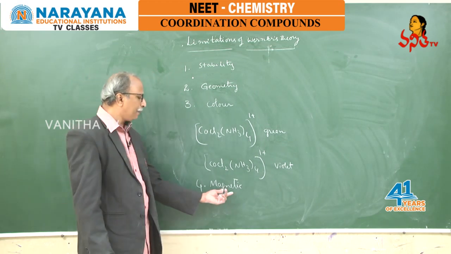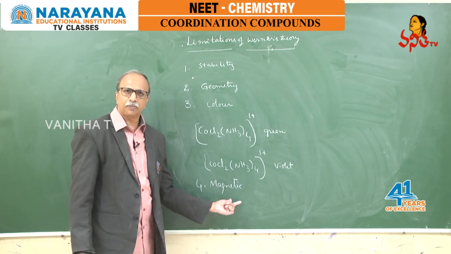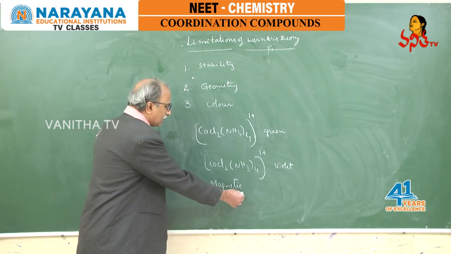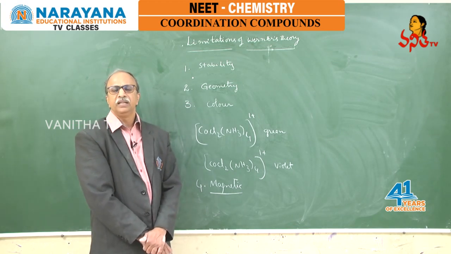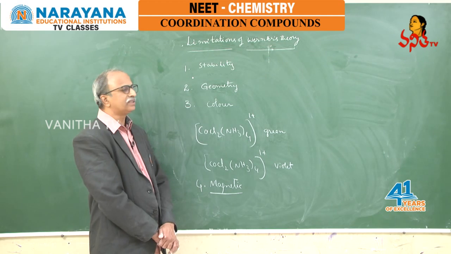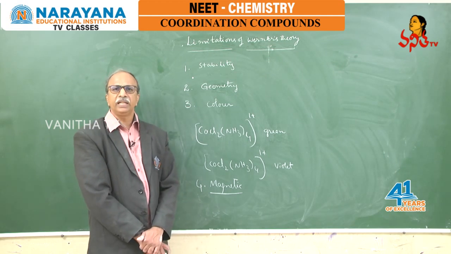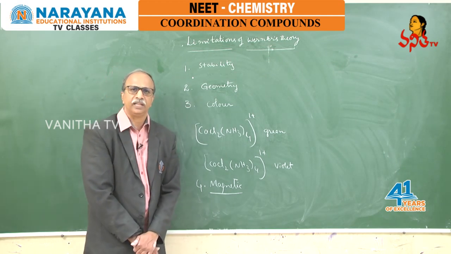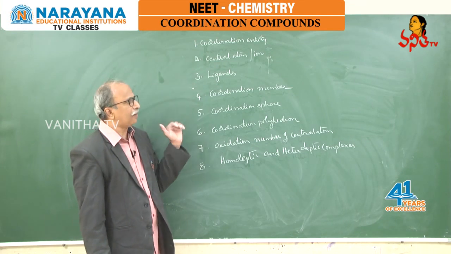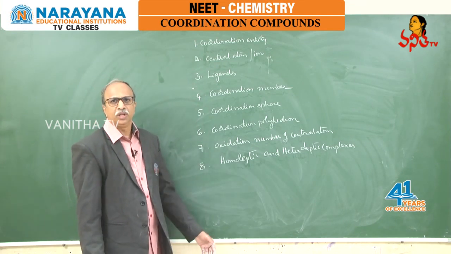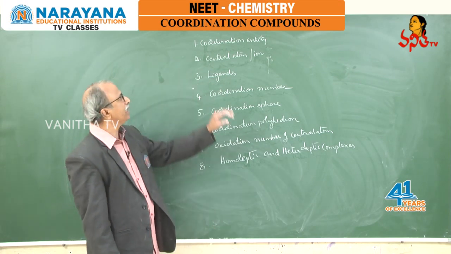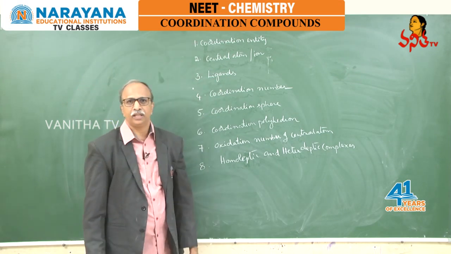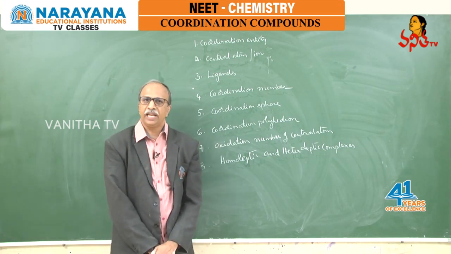Like that, for the complexes which show magnetic properties, what is responsible for this magnetic property is also not explained by this theory. So, these are the limitations of Werner's theory. In complex compounds or coordination compounds, these are the terms we come across. One is coordination entity. What is meant by coordination entity?